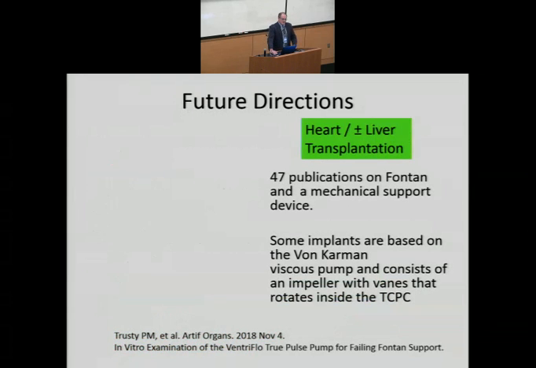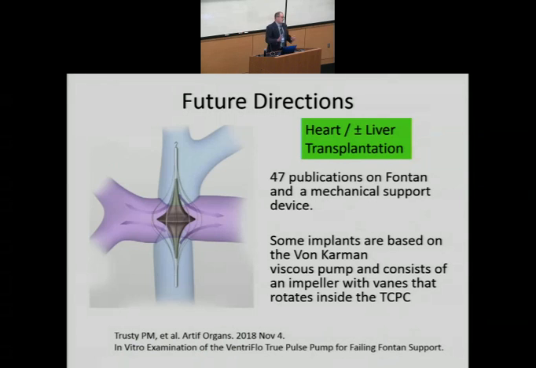Future directions: some of these poor patients end up going on to heart and/or liver transplant. There are a few centers which are doing them. Stanford is one. There are 47 publications on Fontan mechanical support devices currently. These implants are based on the von Karman viscous pump, which can be placed almost percutaneously. This pump is ideally going to be situated at the bifurcation of the pulmonary arteries, the SVC and the IVC, held together in a cage-like structure and allowed to spin. This will allow augmentation of venous return from the SVC and the IVC into those pulmonary arteries.